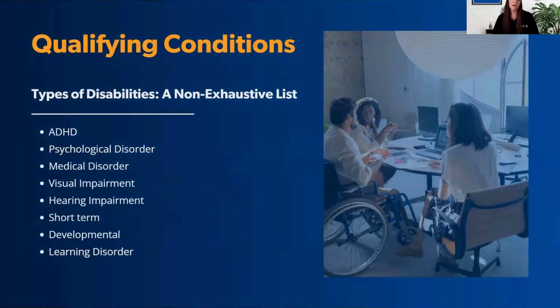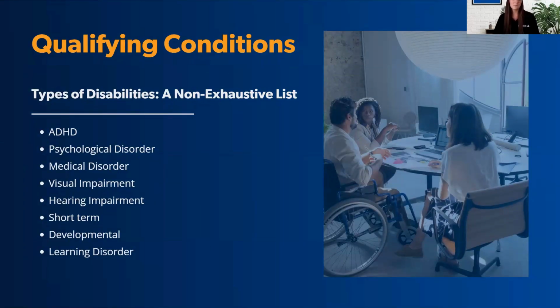We want to take a moment to highlight some of the disability categories commonly supported by our team. This is not an exhaustive list, but rather an overview of some of the conditions that we frequently work with. These may include students with ADHD, psychological or mental health disorders, medical conditions, visual impairments, hearing impairments, developmental disabilities, and learning disorders.